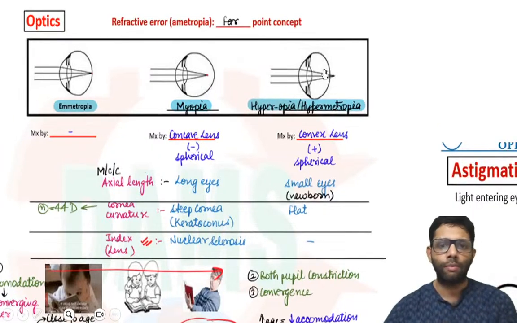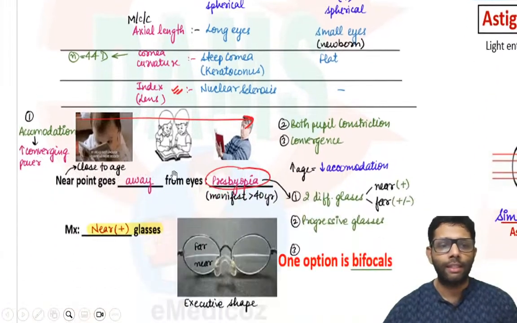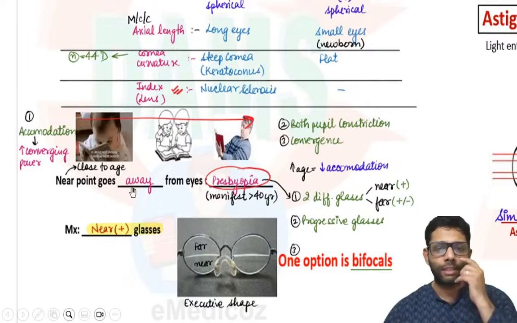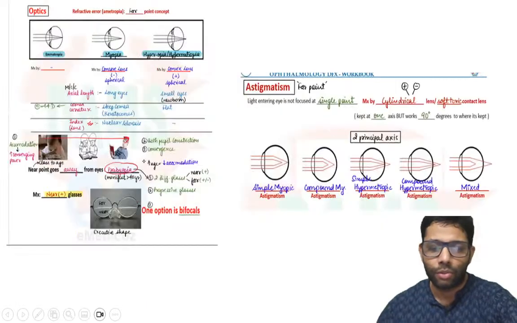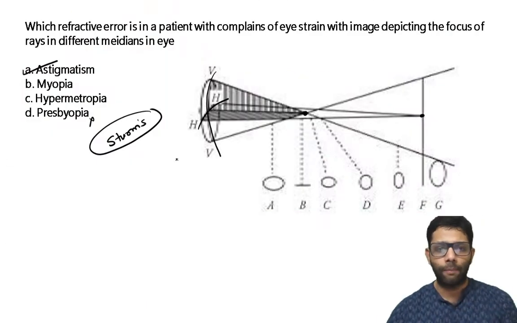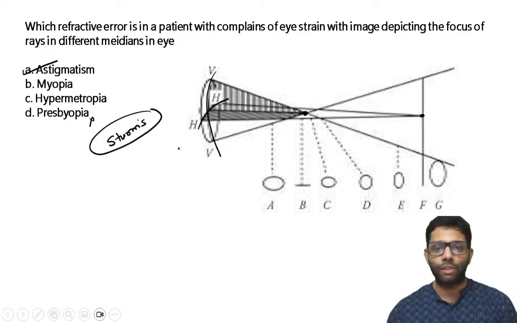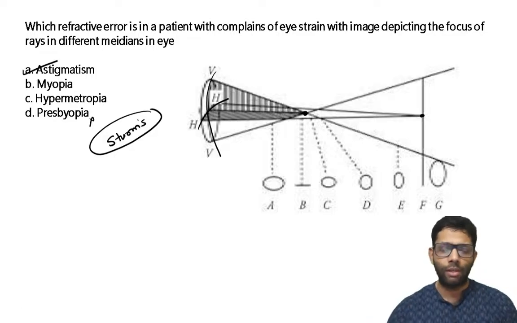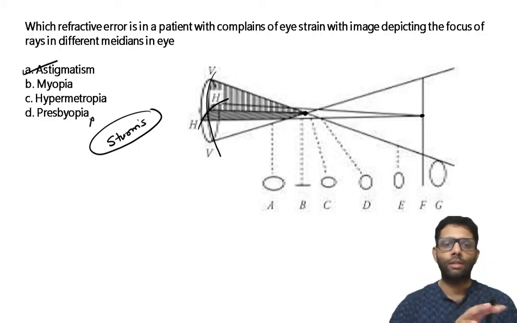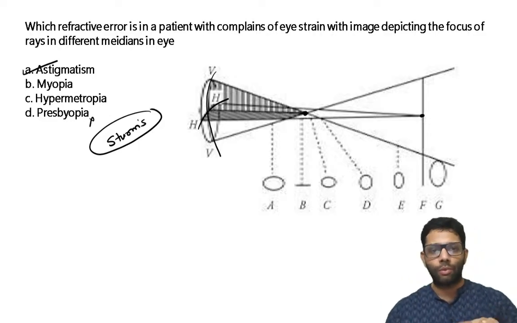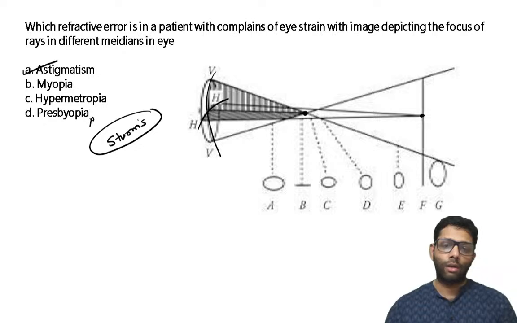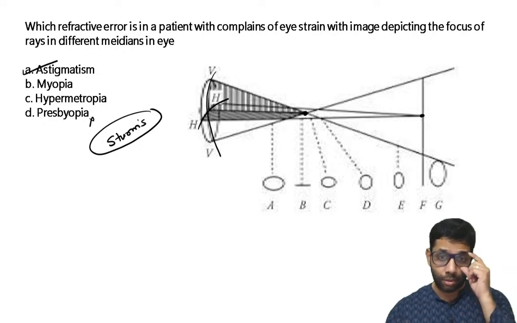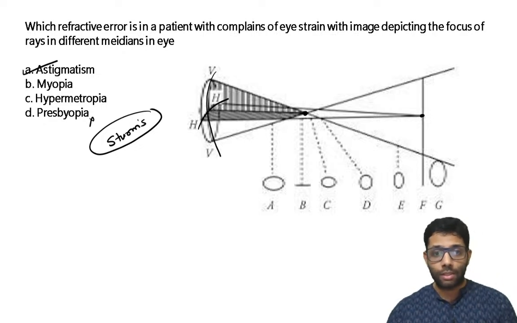Before the retina is myopia, behind the retina is hypermetropia, and presbyopia is a near point concept: the near point goes away from the eyes, an age-related concept. So this is astigmatism, Sturm's conoid. They can go one step further, which is with the rule and against the rule, but till now they have not asked it in FMG. This is a repeat question, same image, same question as asked in the NEET exam. So NEET and FMG questions are overlapping. Those who are writing the NEET exam 2-3 days later should see the FMG questions as well.